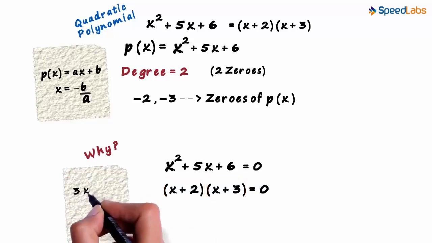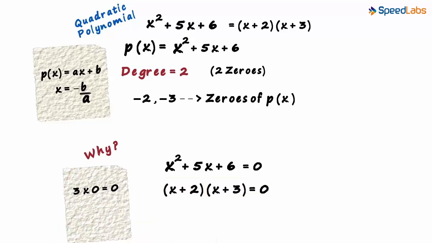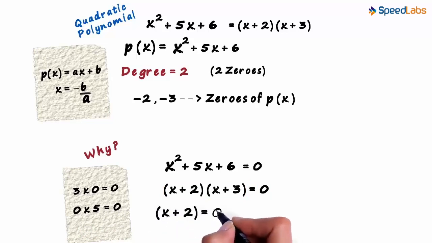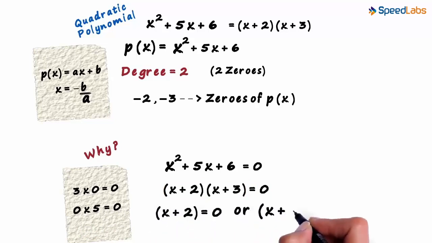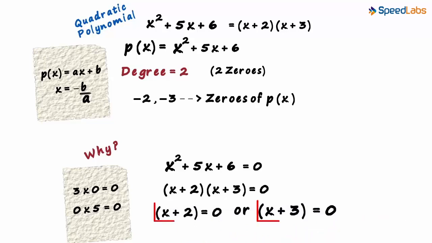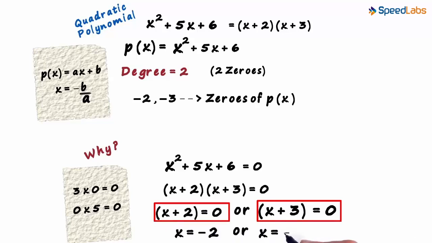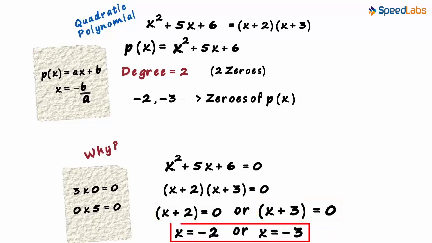3 multiplied by 0 equals 0. Even 0 multiplied by 5 equals 0. To get a 0, one of the numbers has to be 0. So we can say that x plus 2 equals 0 or x plus 3 equals 0. Solving these equations, we get x equal to minus 2 or x equal to minus 3. This is how we got the zeros of the polynomial.